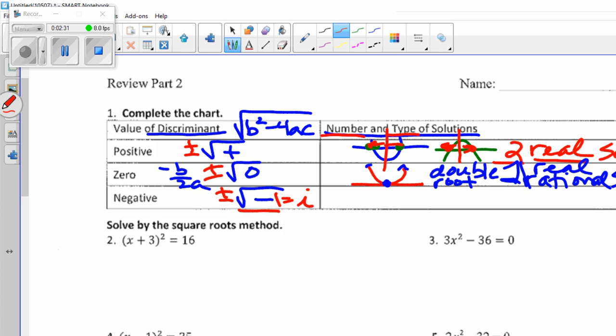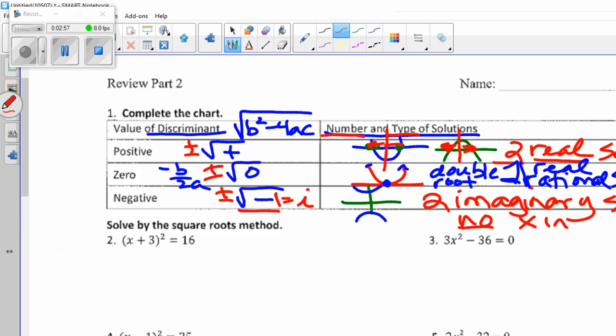So that means you have your x-axis here, and your function does not cross. It's either above or below. It does not cross the x-axis, so that means you have two imaginary solutions, because there are no x-intercepts. All right, very good.